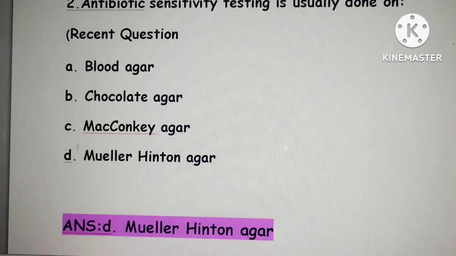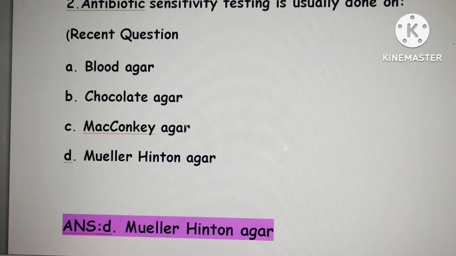Blood agar is an enriched agar, mainly to demonstrate hemolysis, you know, right? It is alpha, beta and gamma hemolysis. Chocolate agar is again for fastidious organisms, mainly Haemophilus influenzae. Here the temperature is important. For blood agar it is 45 degrees Celsius, and for chocolate agar it is 70 degrees Celsius. MacConkey agar differentiates lactose fermenting and non-lactose fermenting colonies. Lactose fermenting will be pink in color and non-lactose fermenting colonies will be colorless. So here the answer is Mueller-Hinton agar.